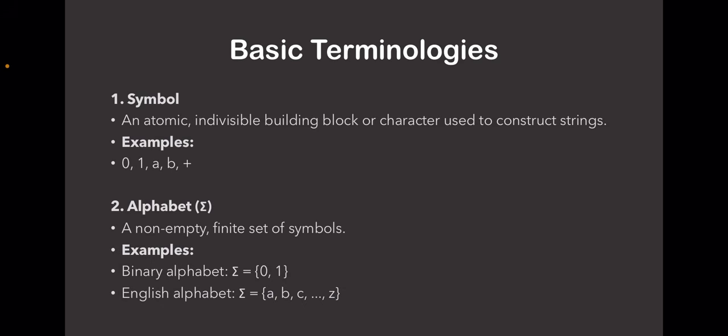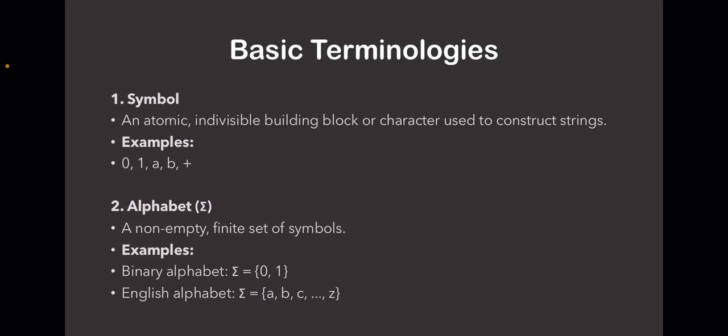One is the symbol. A symbol is an atomic building block or character used to construct strings. So it can be any symbol at all. An example is 0, 1, A, B, plus, and so on and so forth. It can be any digit, any symbol at all.